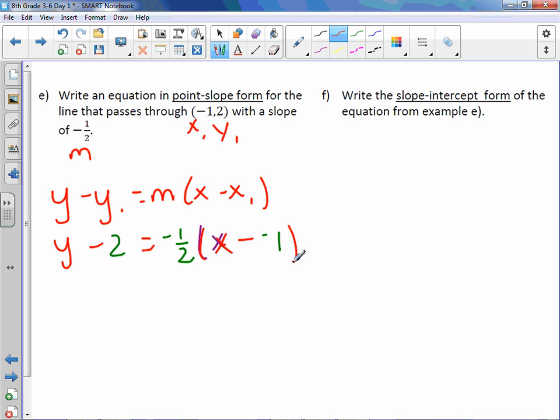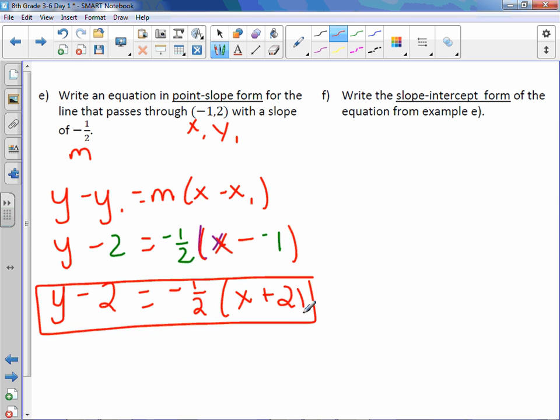Now this I do have to make pretty because I have that double negative. So our equation is y minus 2, that's perfectly fine, equals negative 1/2 times the quantity of x. Remember, double negative is a positive, so plus 2. Letter F, we're going to take this and write it into slope-intercept form. So start off by rewriting it: y minus 2 equals negative 1/2 times the quantity x plus 2.